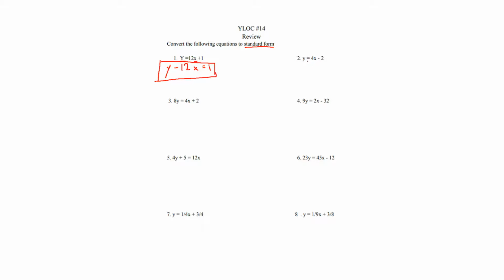Number 2 is pretty much the same thing. So y equals 4x minus 2. You have a y variable and an x variable, and you could just subtract 4x from both sides to turn this into standard form. So it's y minus 4x equals negative 2 for number 2.